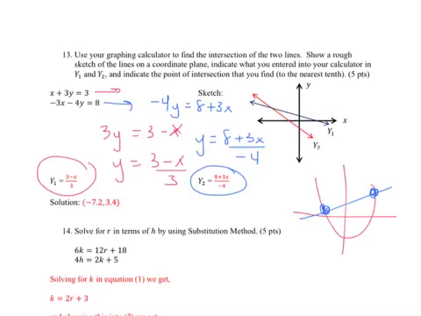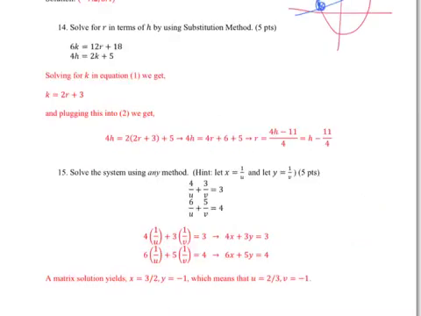Question 14 says to solve for r in terms of h by using the substitution method. So substitution method, not elimination method. The easy way to do this is to realize that if you're solving for r in terms of h, it means get rid of the k. So let's solve for k in either one of these equations.